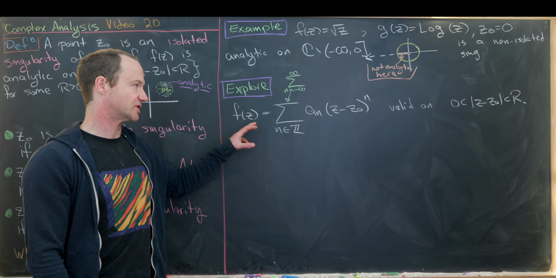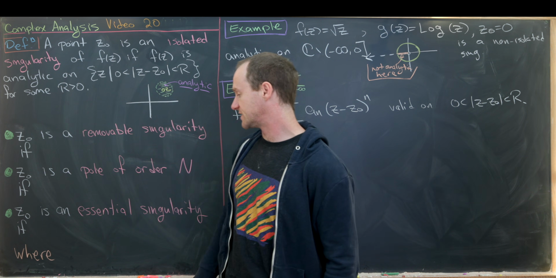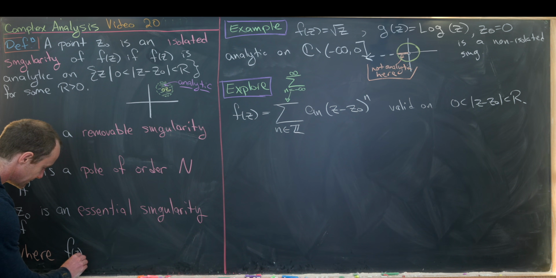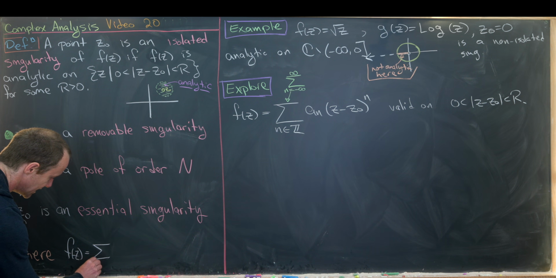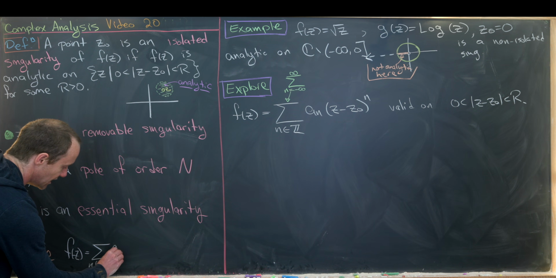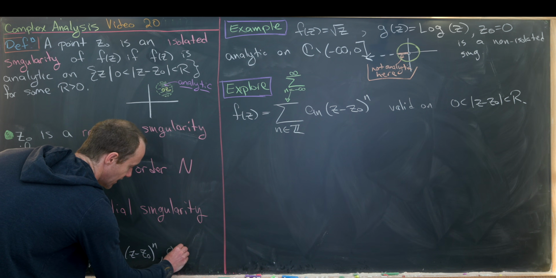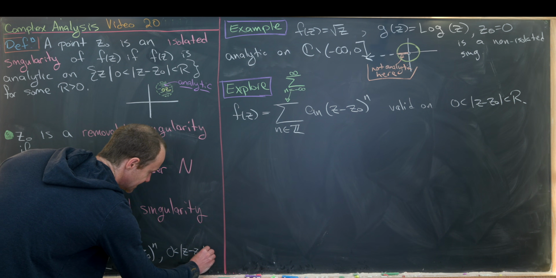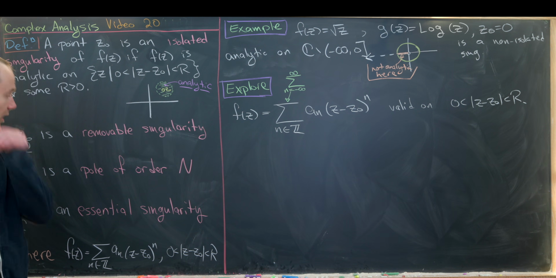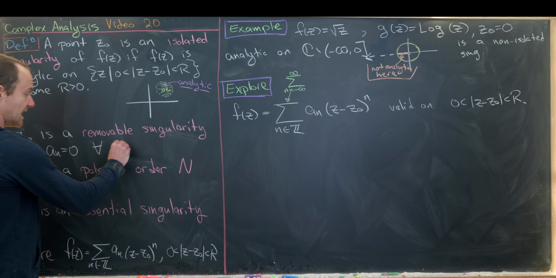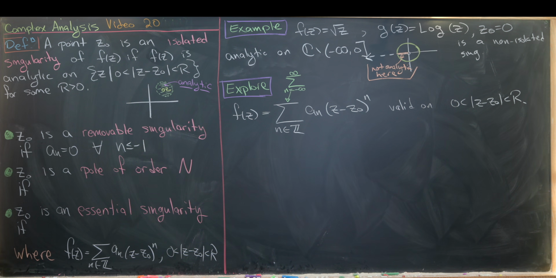From this expansion, we can build these three definitions, but let's fill in some blanks. We need to put that f of z is equal to the sum, as n ranges over all integers, of a sub n times (z minus z0) to the n, on the punctured disk where the absolute value of z minus z0 is between 0 and r, like this. Okay, so z0 is called a removable singularity if a sub n is equal to 0 for all n less than or equal to negative 1.